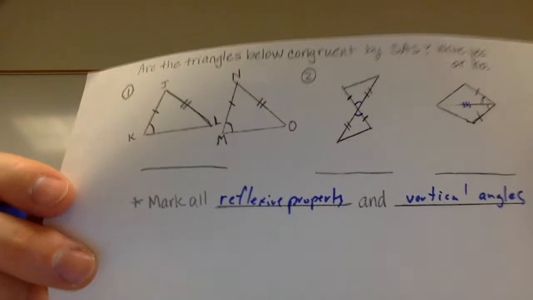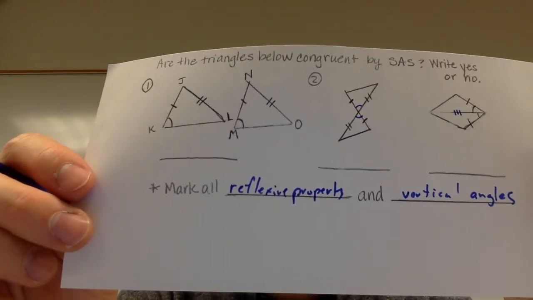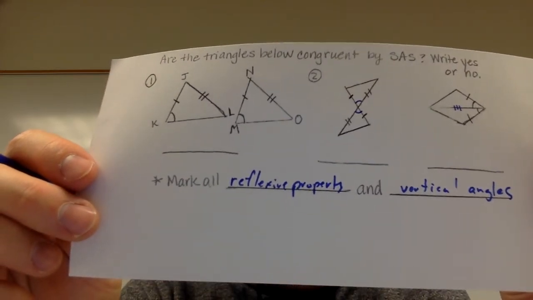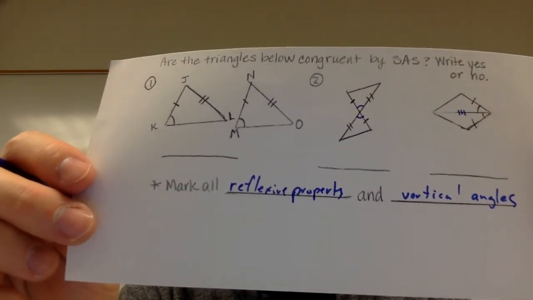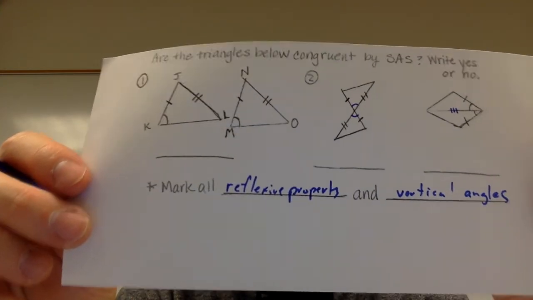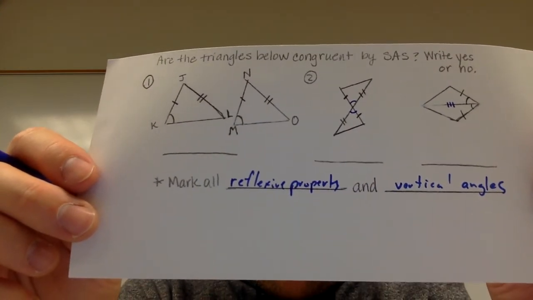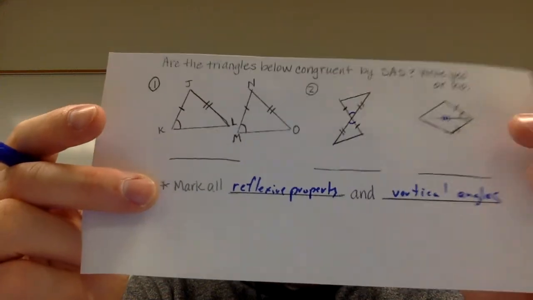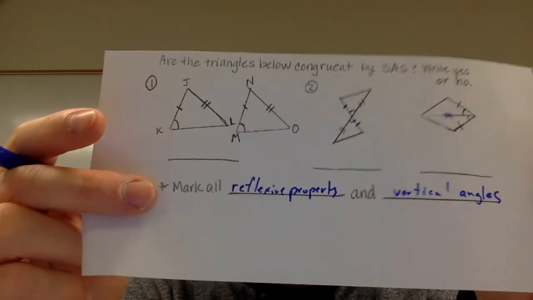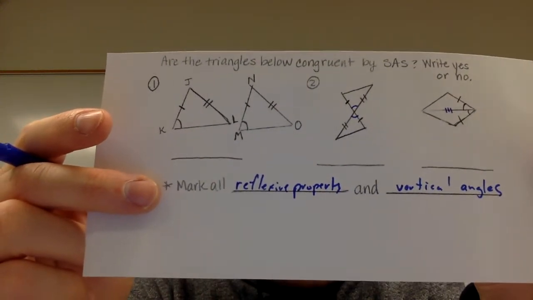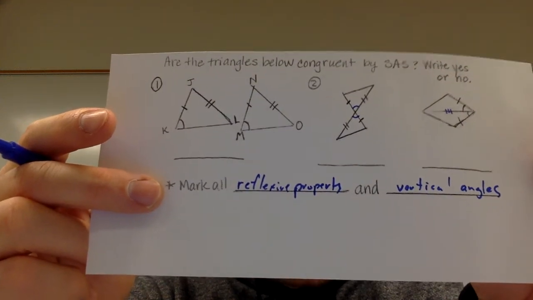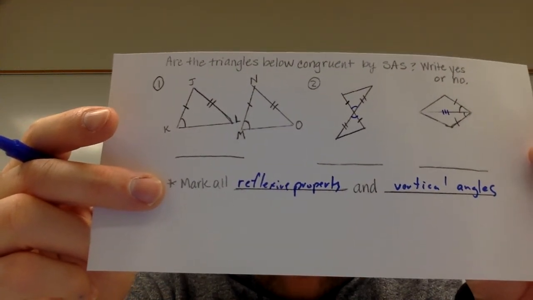If you're ready, take a look at this. I, in fact, found one example of each. In the middle triangle, I saw that there are a pair of vertical angles, so I marked them congruent because they are congruent by vertical angles. Now, on this side over here, the last one, we see the reflexive property. They share a side, which means that side is congruent for both of the triangles.